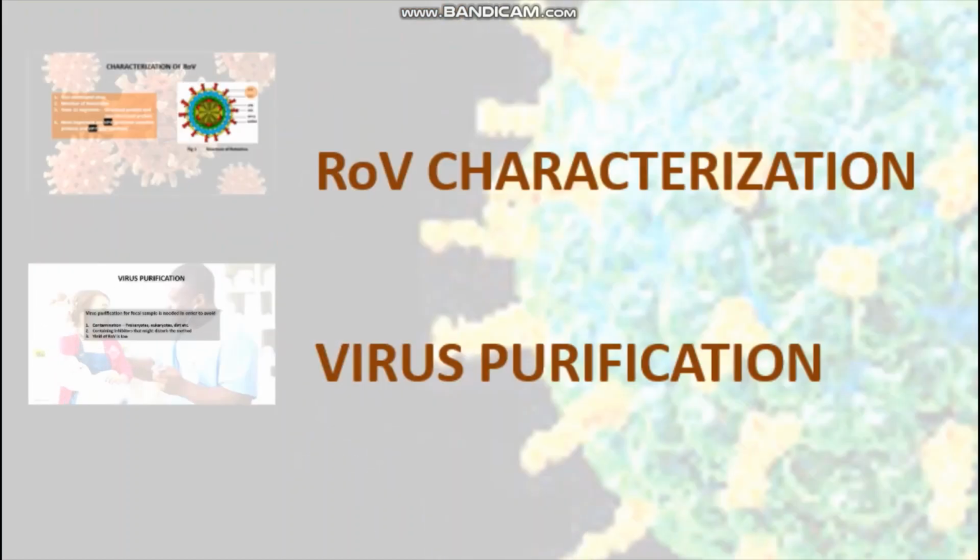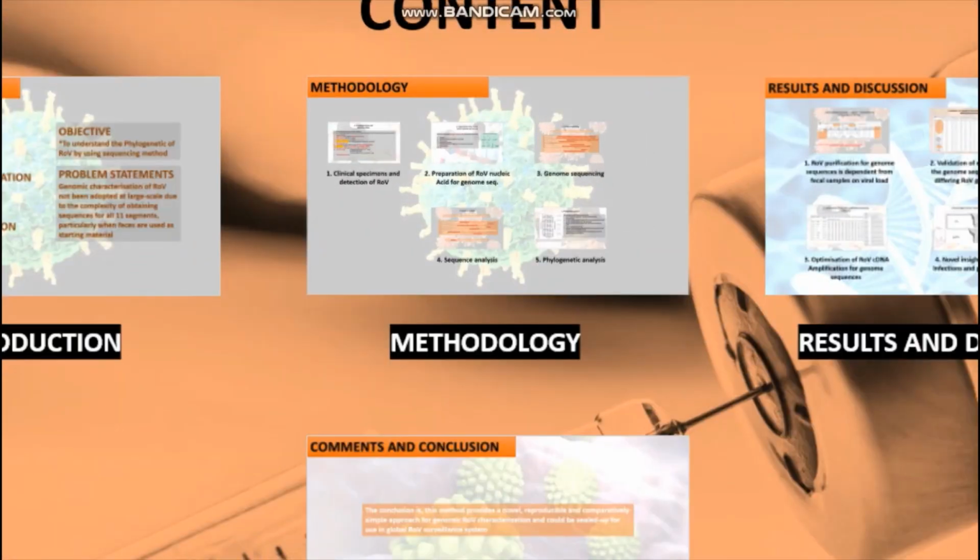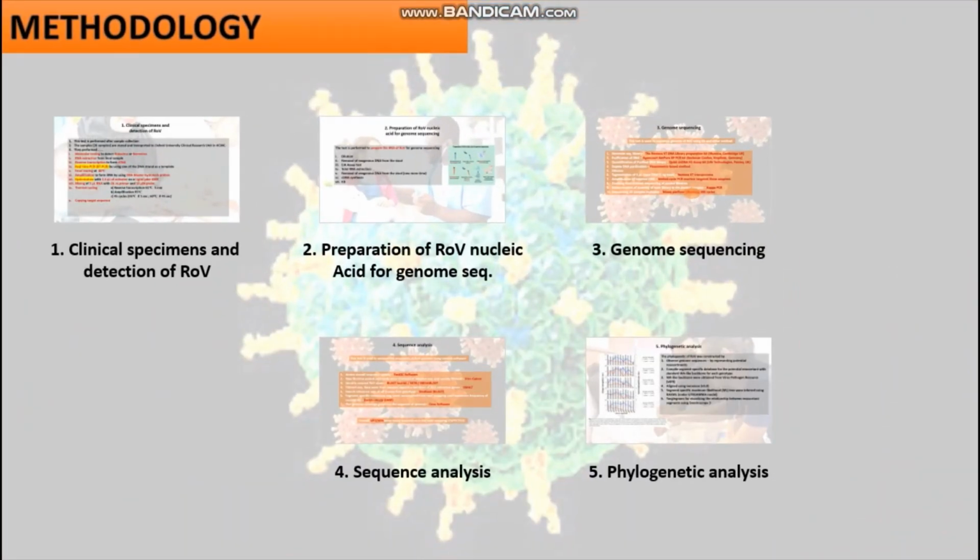Before we go to the methodology, we need to purify the sample. Why? Because feces has many contaminants that we need to eliminate, such as bacteria, minerals, dirt, and so on. It also contains inhibitors that might disturb the method, and the yield of rotavirus that we need might be low. There are several methods performed in this research.